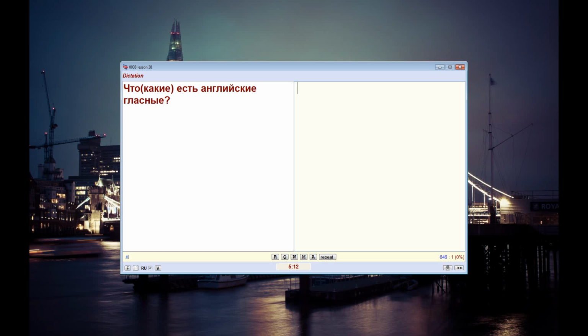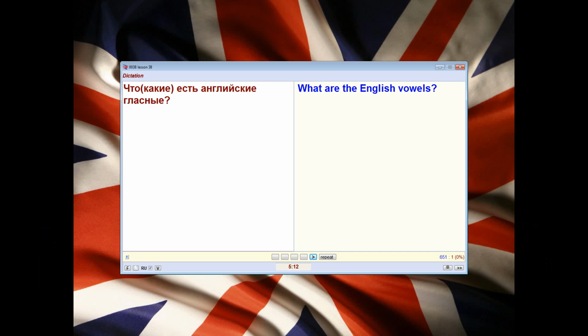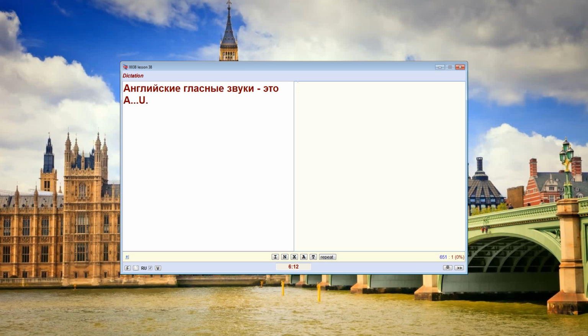What are the English vowels? The English vowels are A, E, I, O, U.